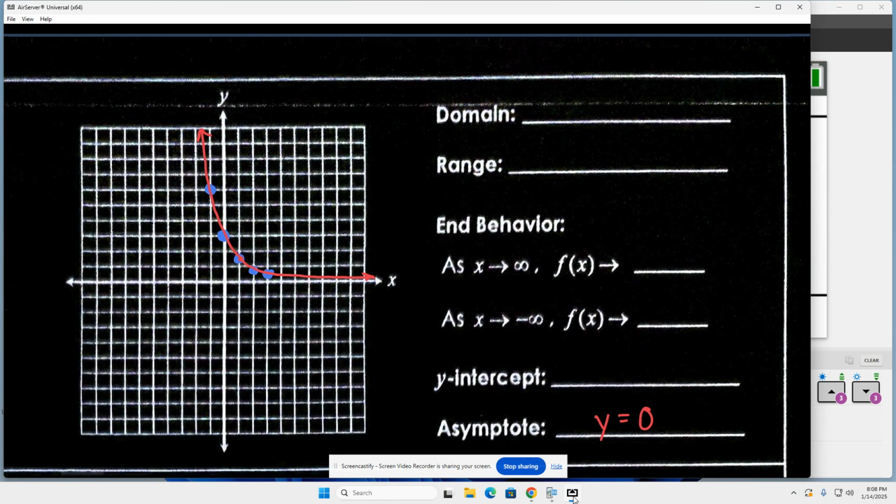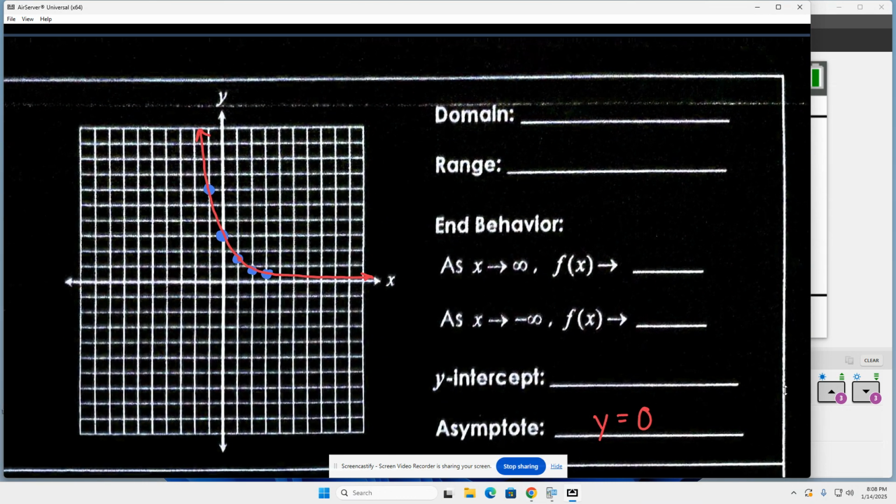All right, let's answer some questions. Domain. Now look, I know this thing to the left is going up, but it's also going left. And it's going to keep going up and to the left forever. So does it ever stop going left? No. Does it ever stop going right? No. My domain is unlimited. Negative infinity to positive infinity.